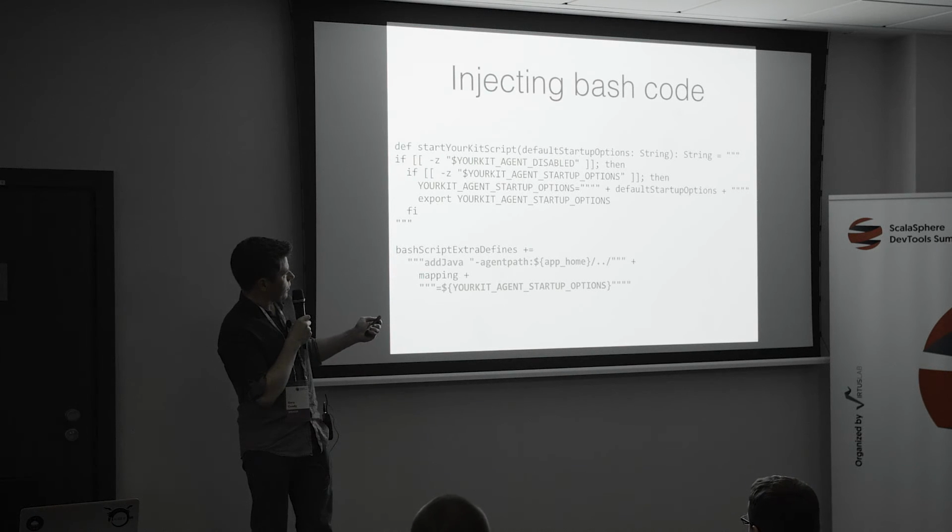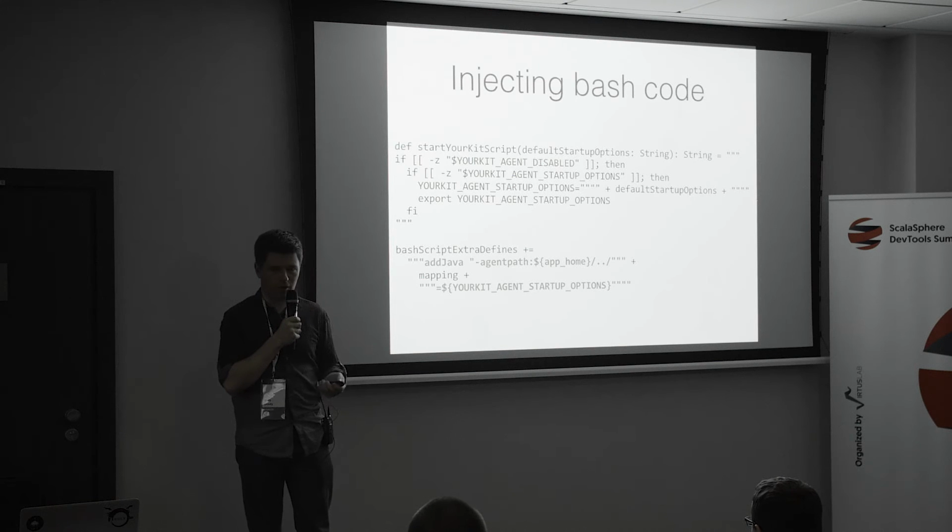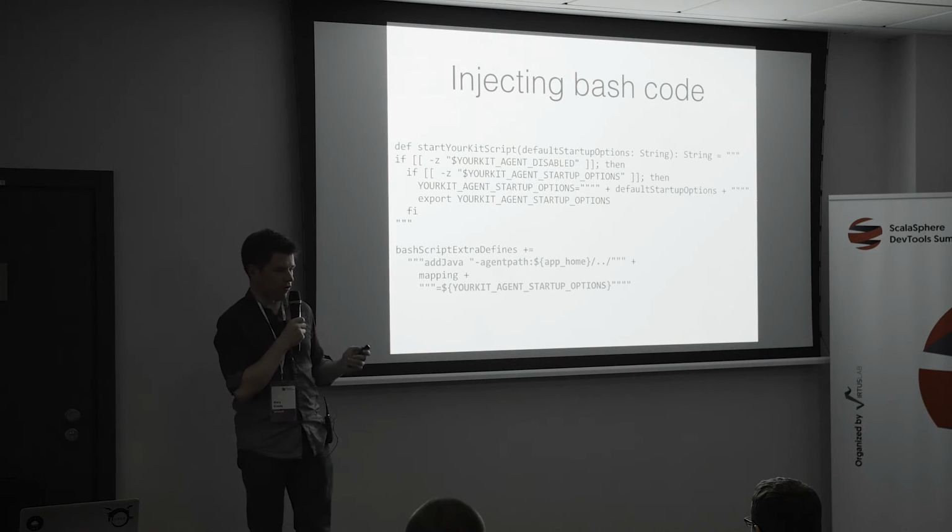Otherwise, if URKit agent startup options is set, then we use that. Otherwise, we inject default startup options as the default set of flags to be passed to the URKit agent when it starts up. So here at runtime, you can decide to enable or disable your app, and you can also change the parameters that you've configured from SBT.